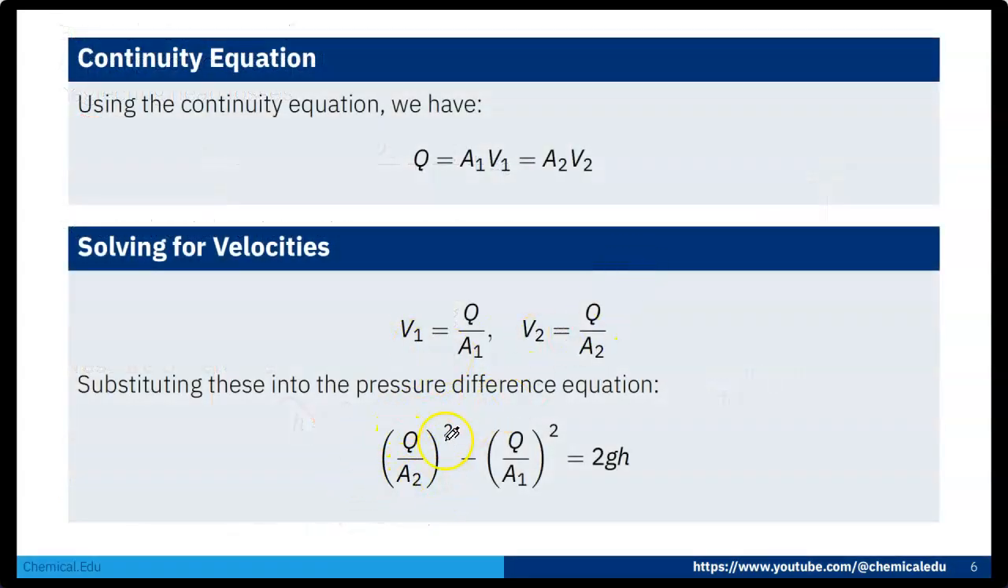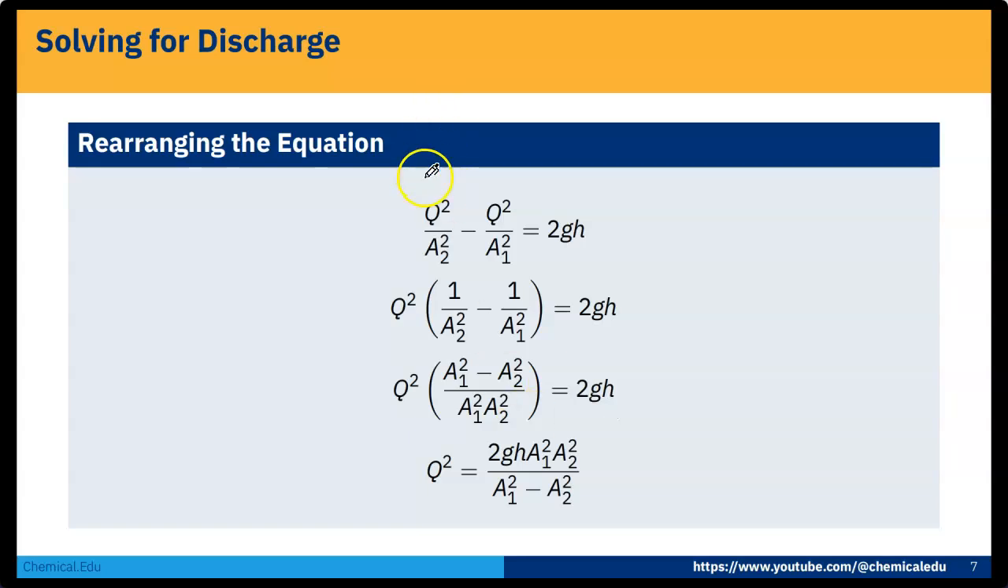So Q by A2 square minus Q by A1 square is equal to 2GH. Now from here, we can write Q2 square by A2 square minus Q2 square by A1 square is equal to 2GH. So Q2 square is common, so we'll get 1 by A2 square minus 1 by A1 square. Now if I do the calculation, A1 square minus A2 square by A1 square A2 square is equal to 2GH. Finally Q square is equal to 2GH A1 square A2 square divided by A1 square minus A2 square.